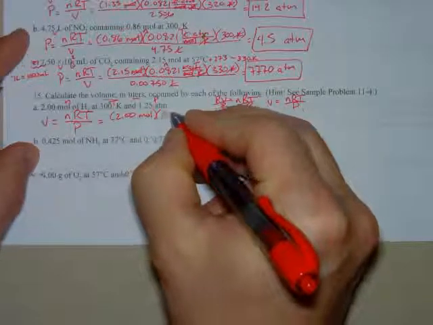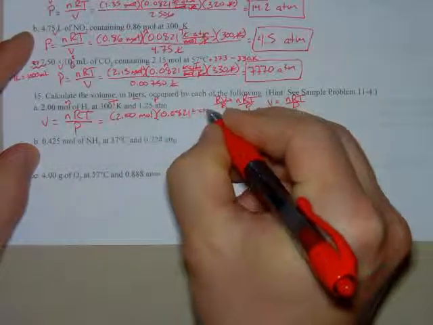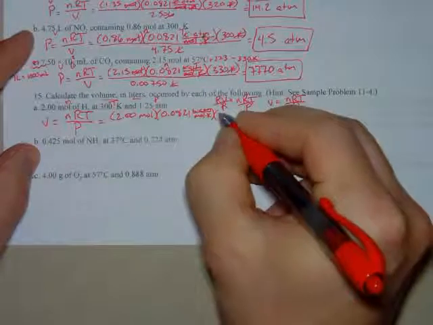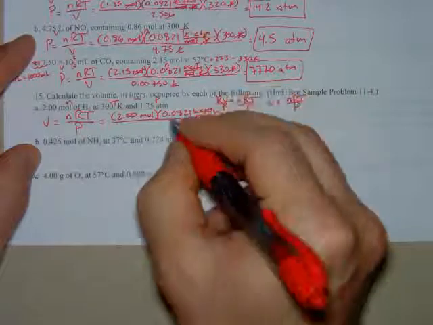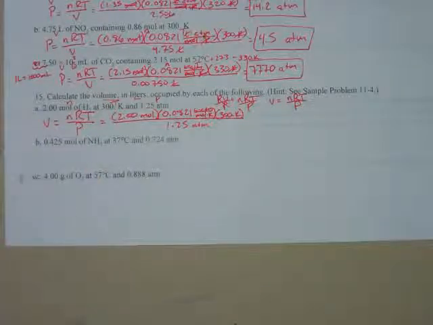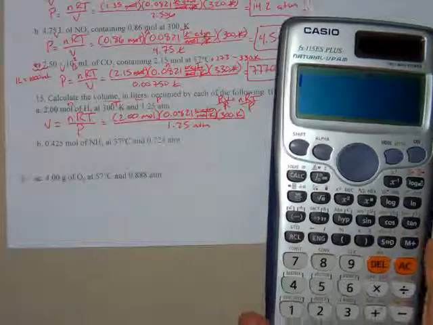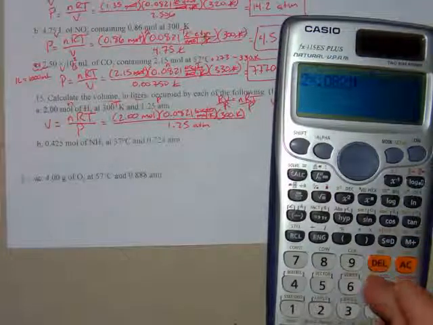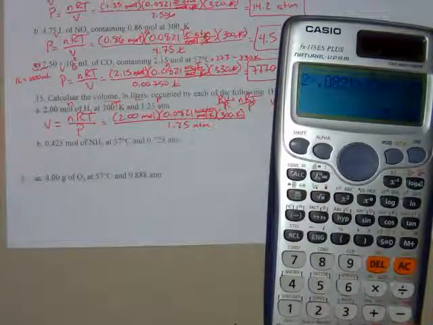We have R. We have the temperature, which is already in kelvins, so that's cool. And we have the pressure. And we're ready to calculate. Two times 0.821 times 300 divided by 1.25.